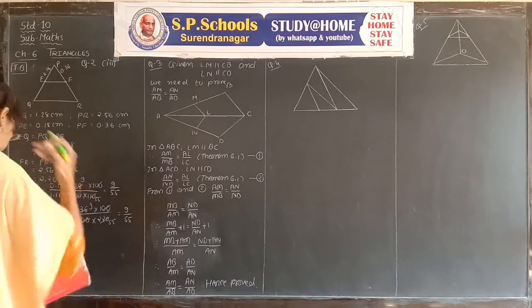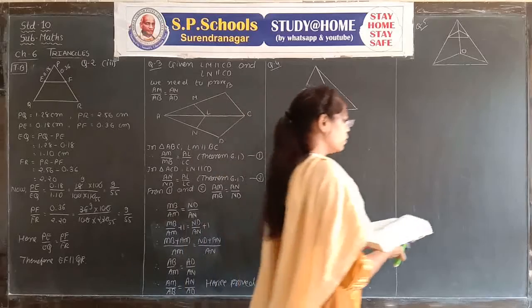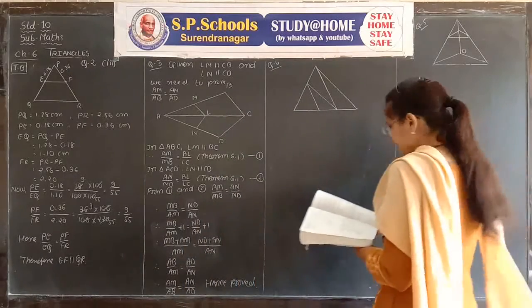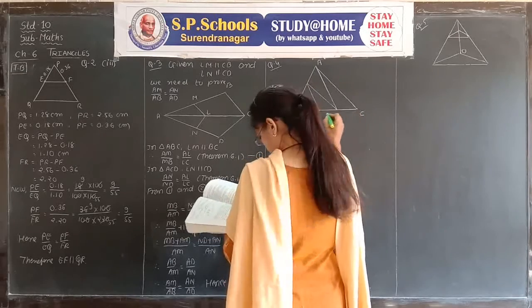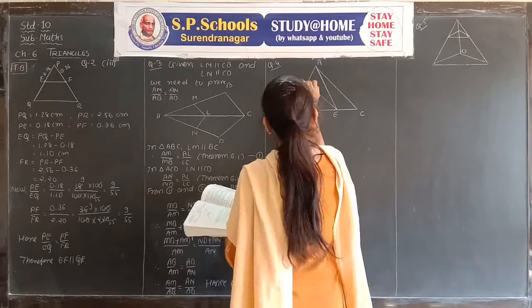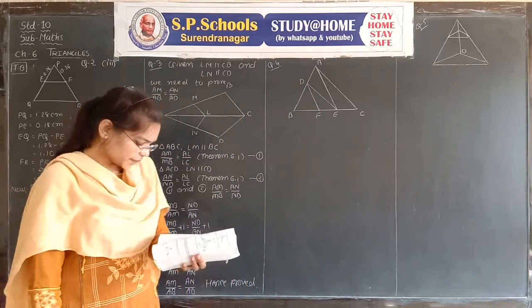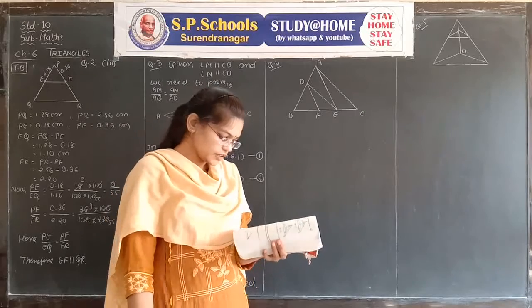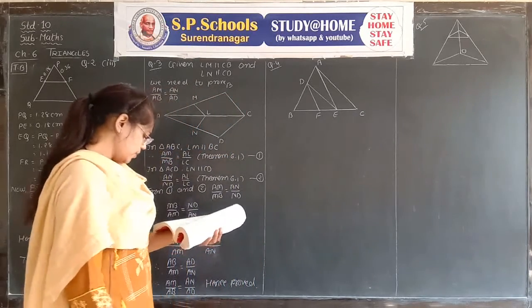Here the third question is completed. Now see the fourth question. In the fourth also one figure is given. In figure 6.19, DE is parallel to AC and DF is parallel to AE. Prove that BF upon FE is equal to BE upon EC.